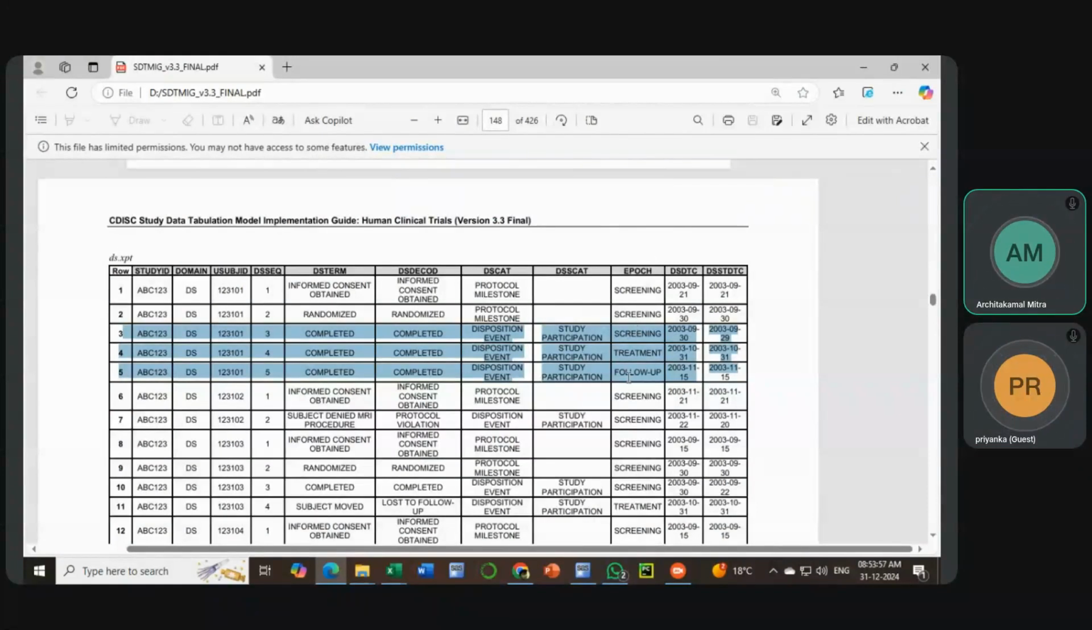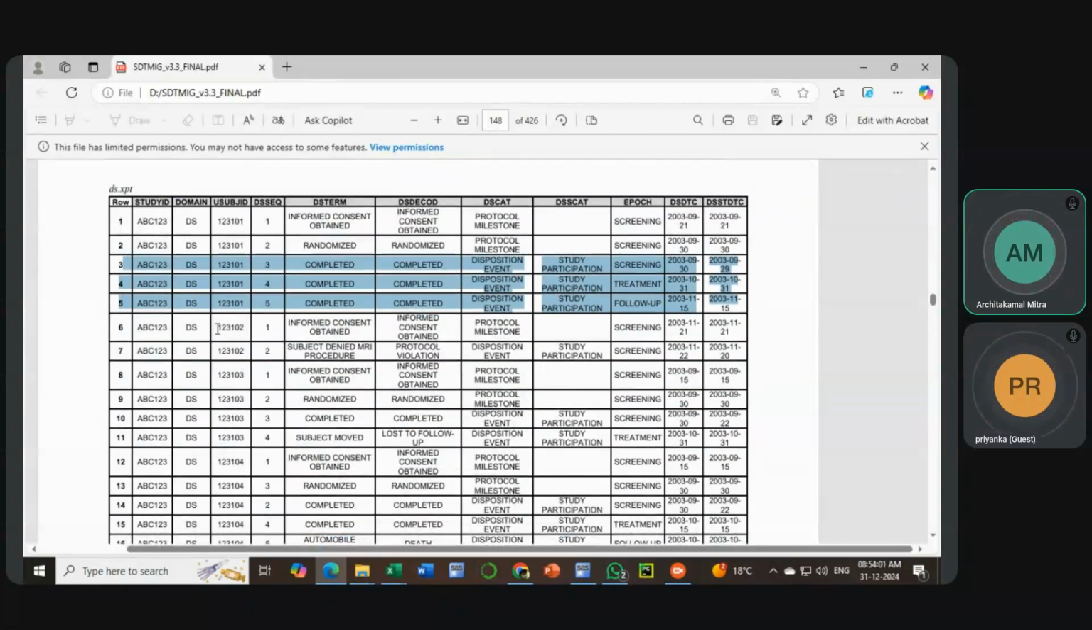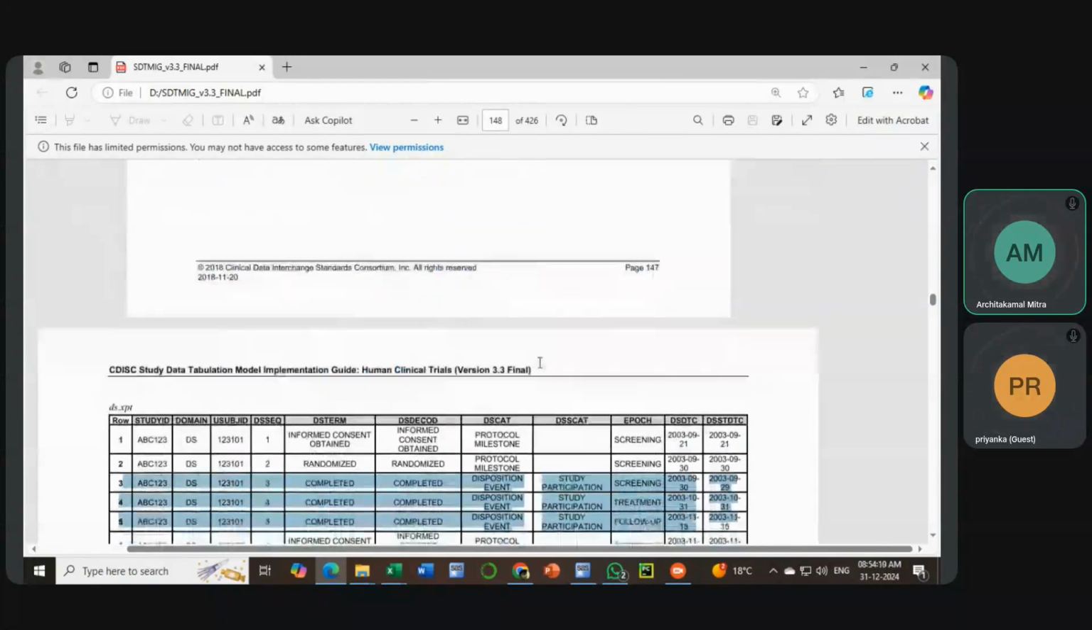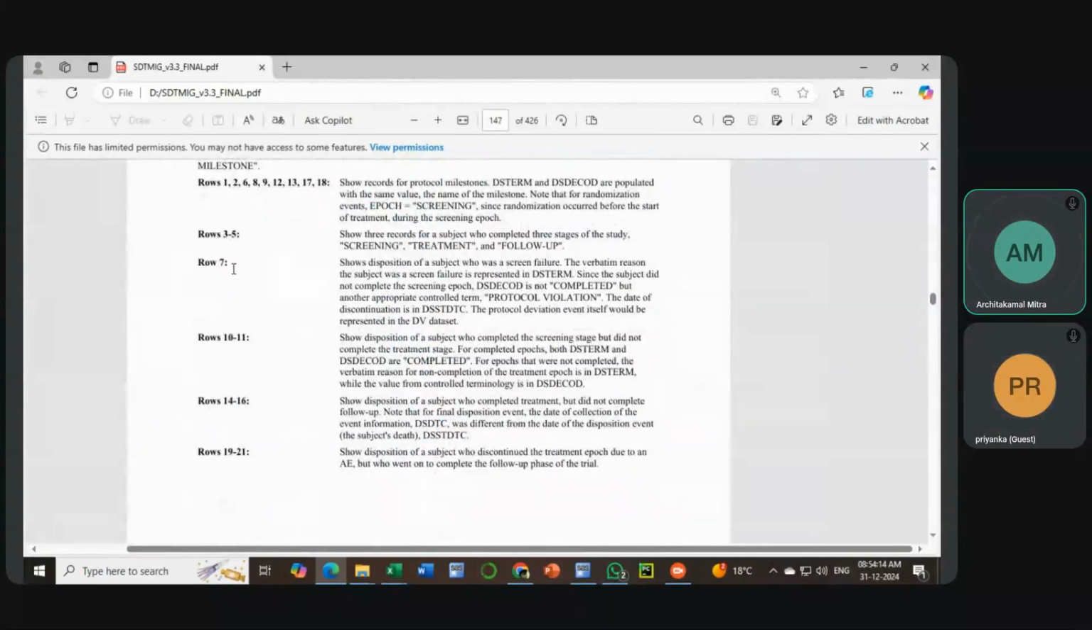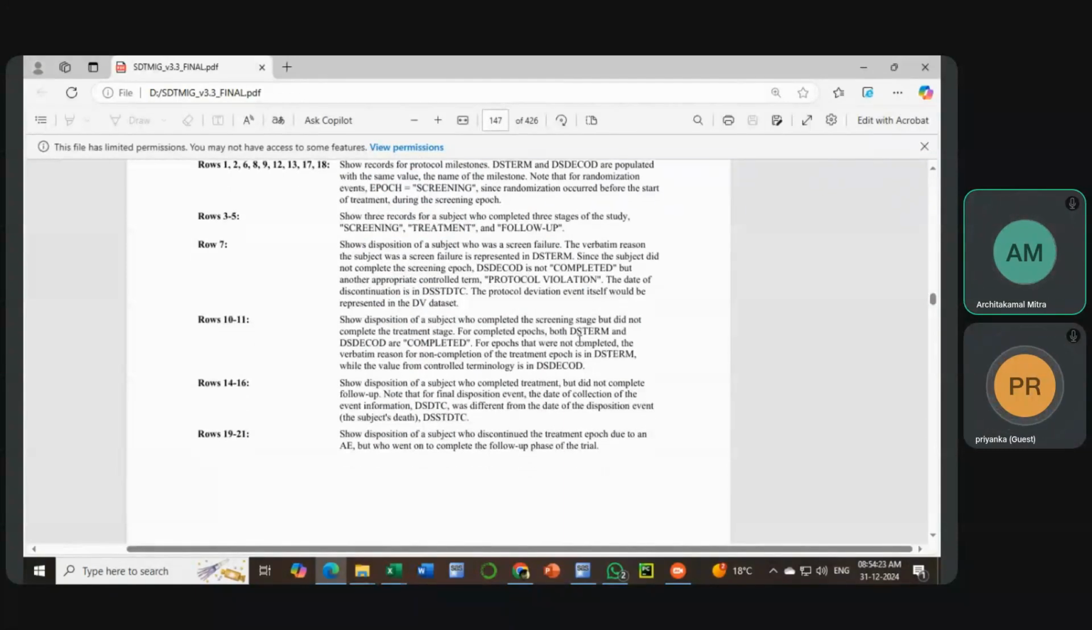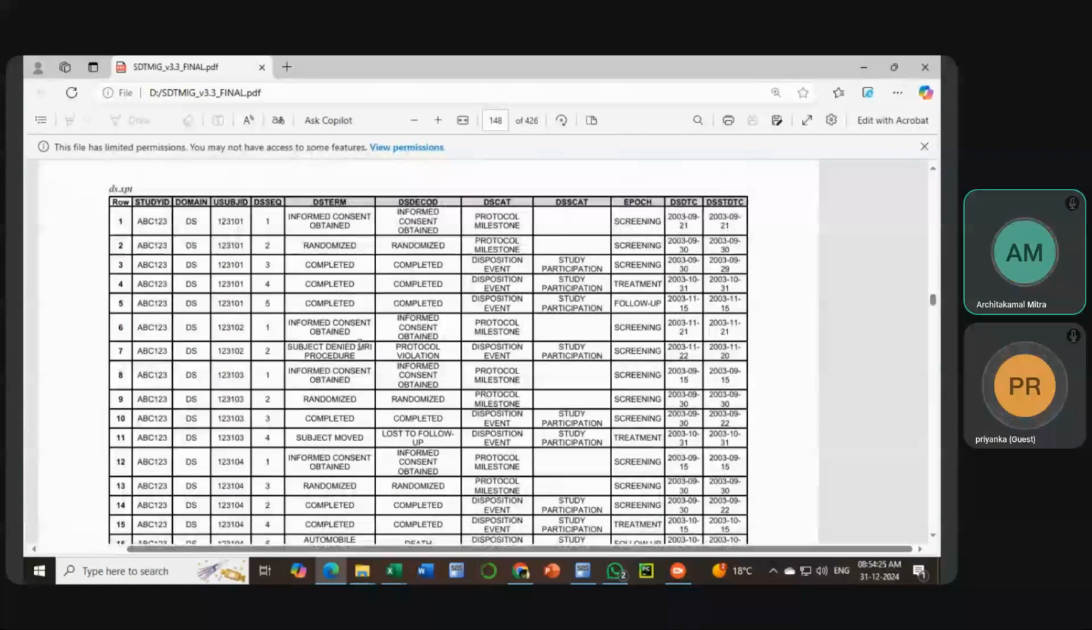Again, follow up, we have study participation and it was complete. Next, for 102 patient, informed consent obtained, protocol milestone screening. Again, subject denied MRI procedures. Let's see, it is from 6 to 7. What does it say? Row 7 shows a disposition of a subject who was a screen failure. The verbatim reason the subject was a screen failure is represented in DS term. That is, subject denied MRI procedure.